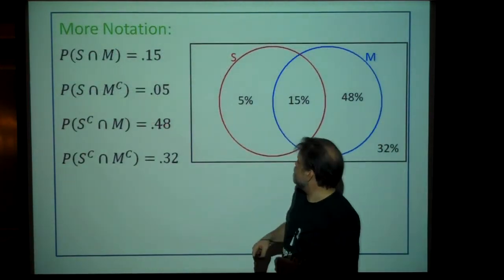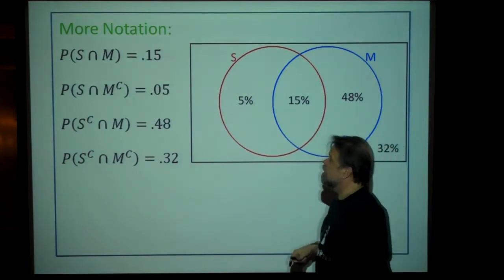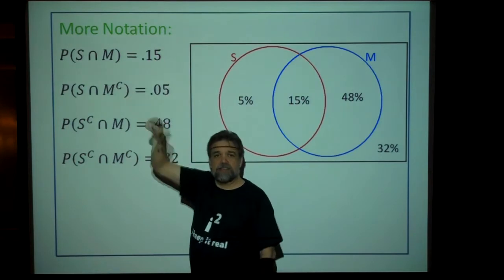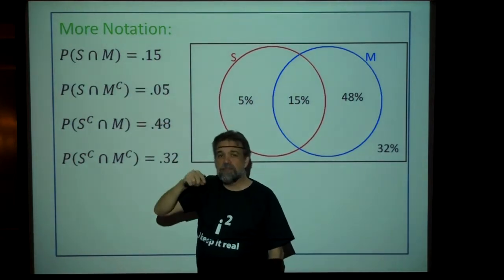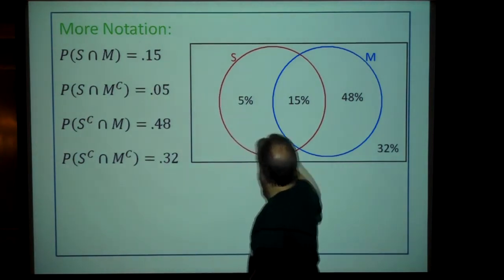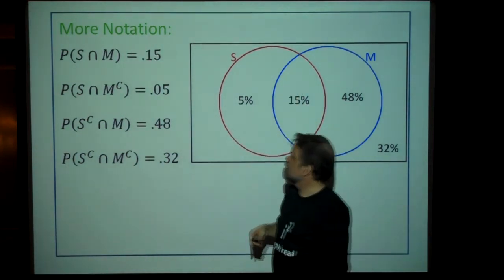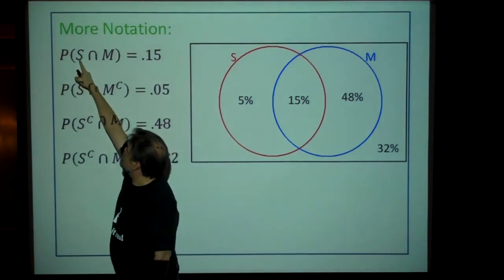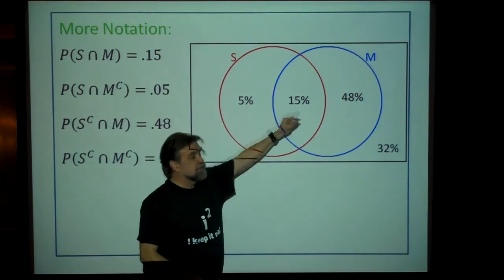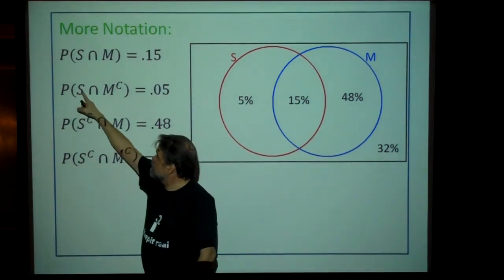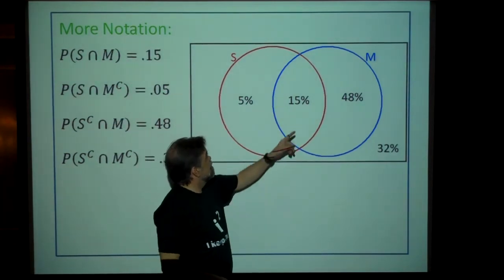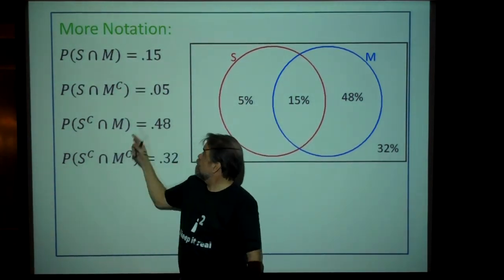More notation. Here's the Venn diagram we just drew. And so what I have here is the probability of S, and then this weird upside-down U. That means and. Okay? It also means intersection. It's the intersection of these two sets. So the probability that my student plays soccer and plays music is 0.15, 15%. The probability that my student plays soccer and doesn't play music is 5%, so 0.05.